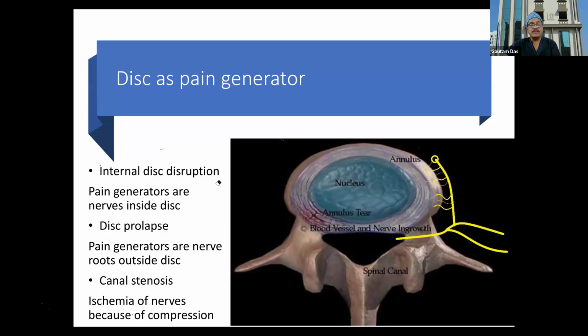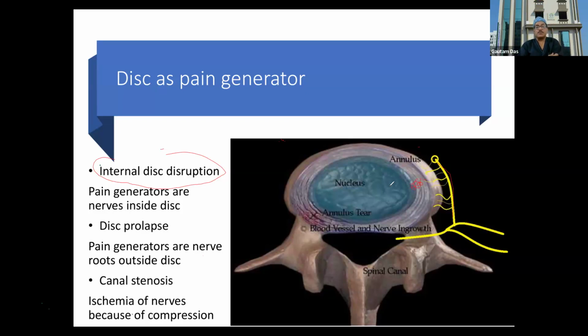Okay. So if the disc is a pain generator, one clinical entity is internal disc disruption. As I mentioned, the nucleus pulposus is leaking, the sympathetic nerve is growing in, and the sympathetic fibers are inflamed. If there is a rise of interdiscal pressure, then that nerve creates pain. And this is the communicating pathway through which the pain goes above, and we feel pain. Here the pain generators are the sympathetic nerves within the disc. Now what is disc prolapse then?